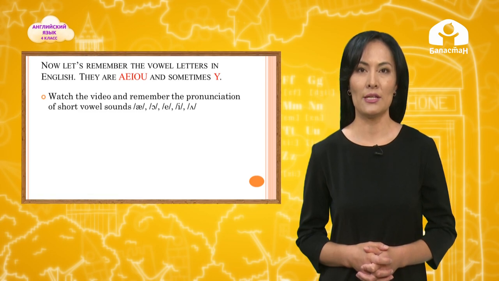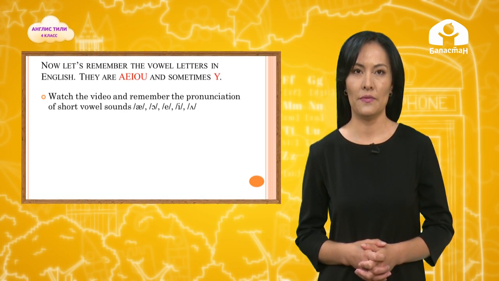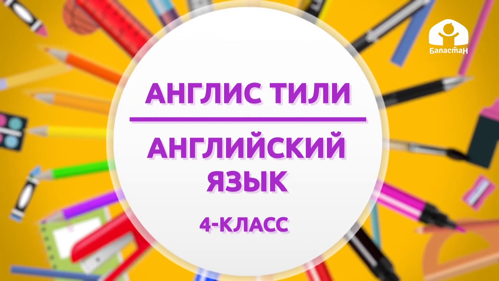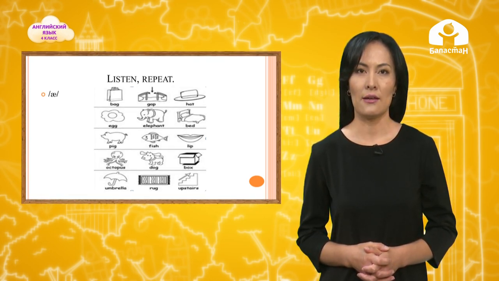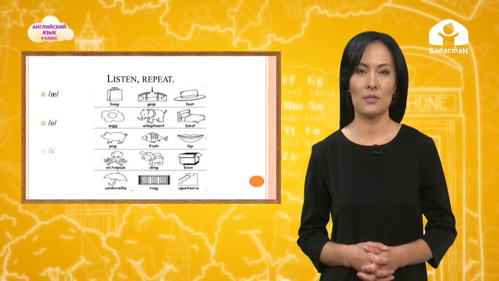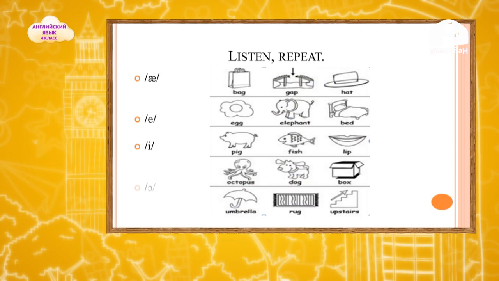Now, let's remember the vowel letters in English. They are A, E, I, O, U, and sometimes Y. Listen and repeat. Sound A: back, hat. Sound E: egg, elephant, bat. Sound I: pig, fish, lip. Sound O: octopus, dog, box. Sound U: umbrella, rock, upstairs.